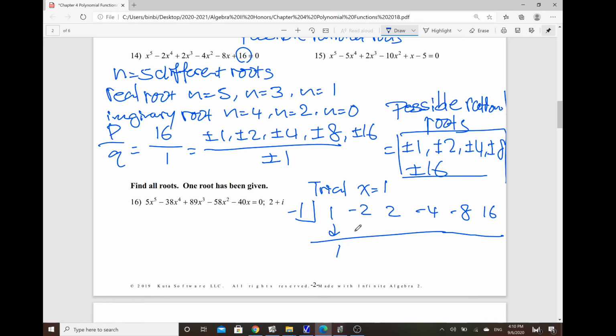So 1 times -1, so -1, combine them, -3. -3 plus times -1, so that would be 3. Combine them, so it's -5 here. So -5 times -1 is 5, 5 plus -4, then that'll be 1 ... times -1, that'll be 9. And then 9 plus -8. No, it's not going to work. So you probably want to try the even number.